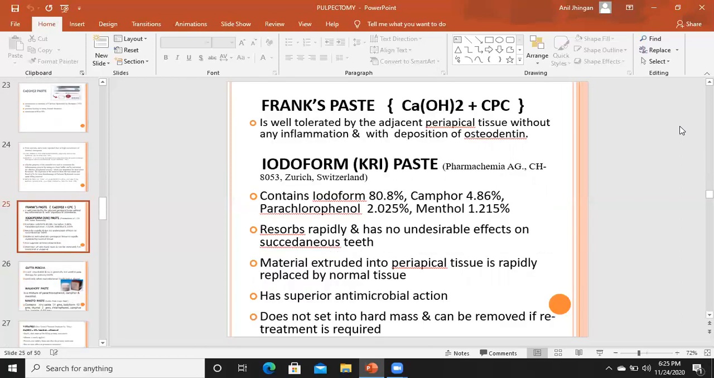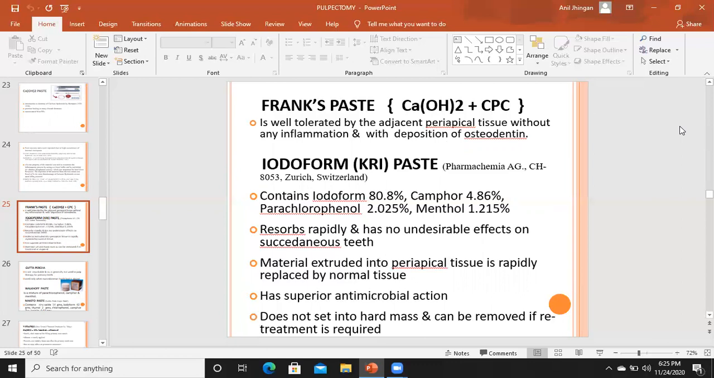Other materials are Kri's paste and iodoform or Metapex-type pastes. Kri's paste contains calcium hydroxide and CPC. It is well tolerated by adjacent periapical tissue without any inflammation and with deposition of osteodentine. Iodoform paste contains iodoform roughly 80%, camphor 4.86%, parachlorophenol roughly 2%, and menthol 1.2%.